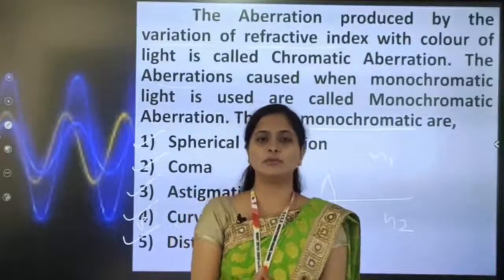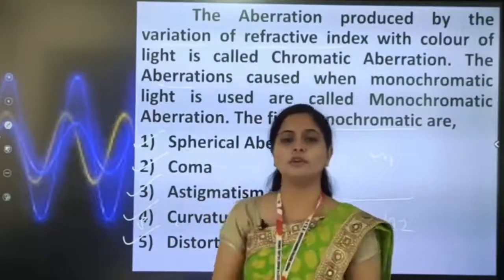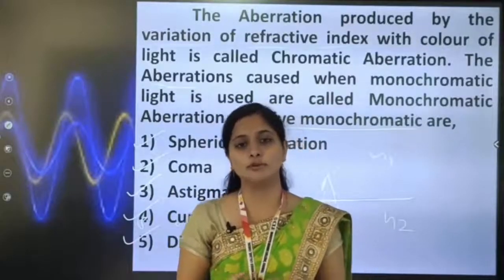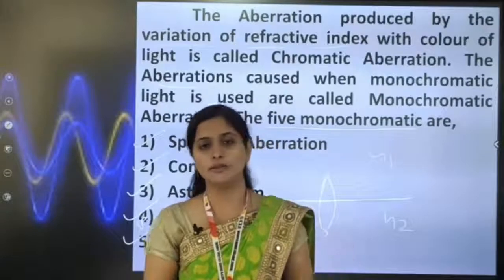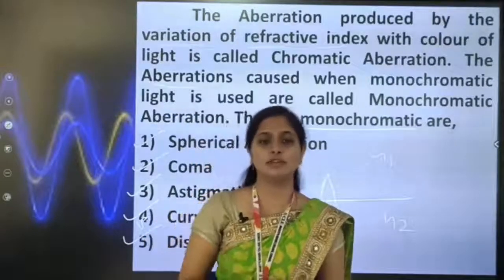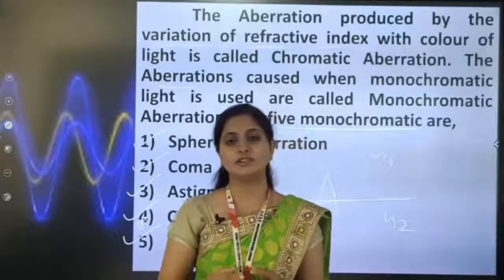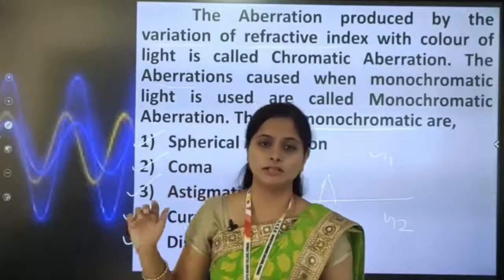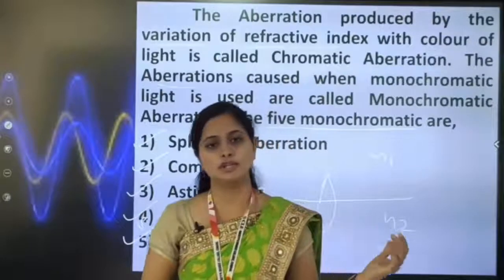The lens formula is not applied here. Why? Because it cannot find the exact position and shape of the lens or the image of the lens. So that's why, for the deviation of size and shape, we use a simple formula. That is nothing but the aberration that can be produced by the lens.